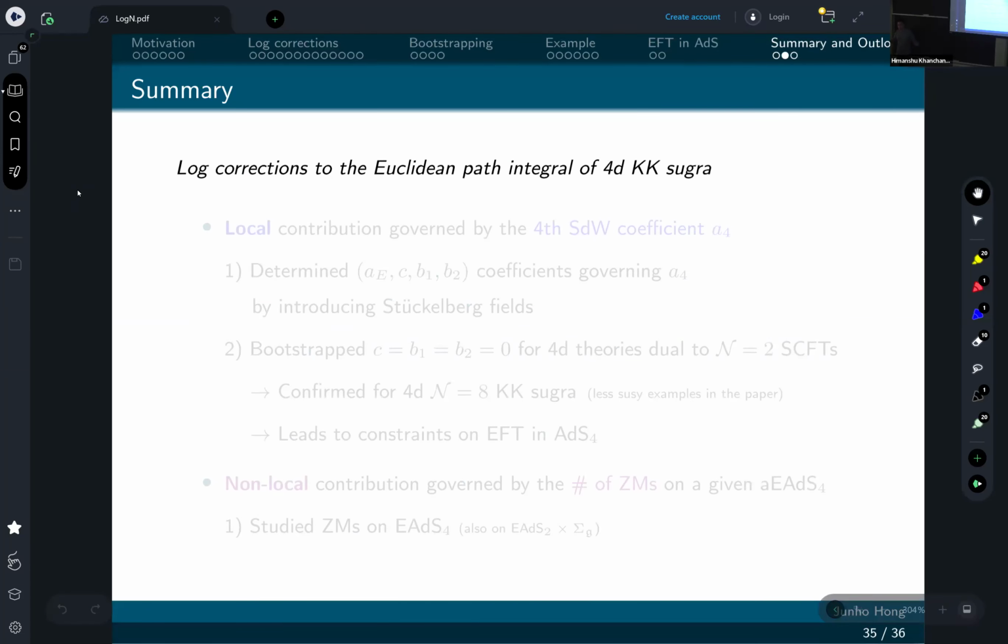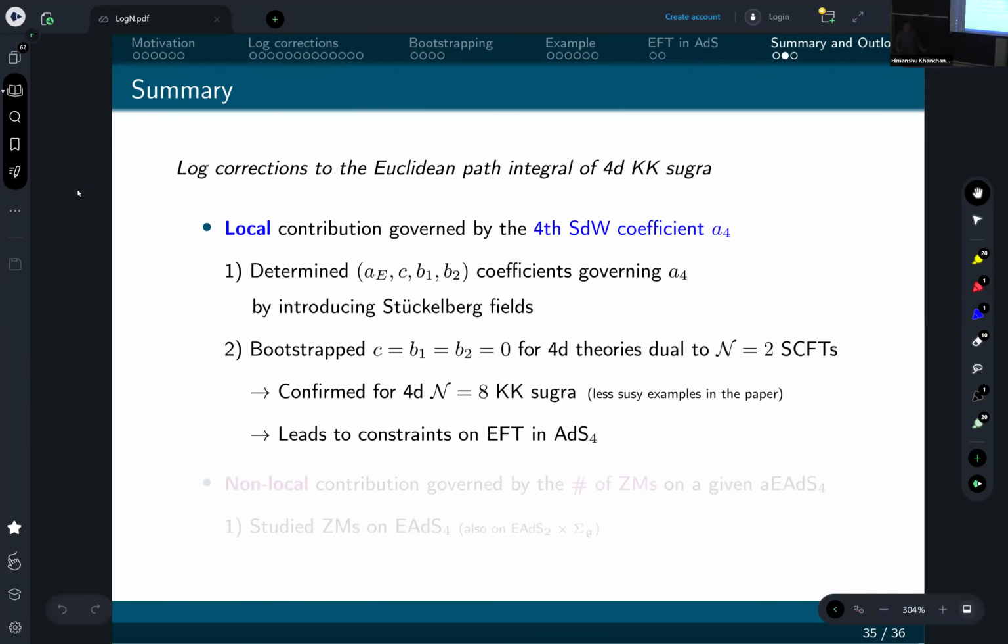So I considered log corrections to the Euclidean path integral of 4-dimensional gauged supergravity. We mainly focus on the local contribution, governed by the a4 coefficient. I explained this a4 coefficient is controlled by four heat kernel coefficients, and they could be studied by introducing Stueckelberg fields when your fields are nested.